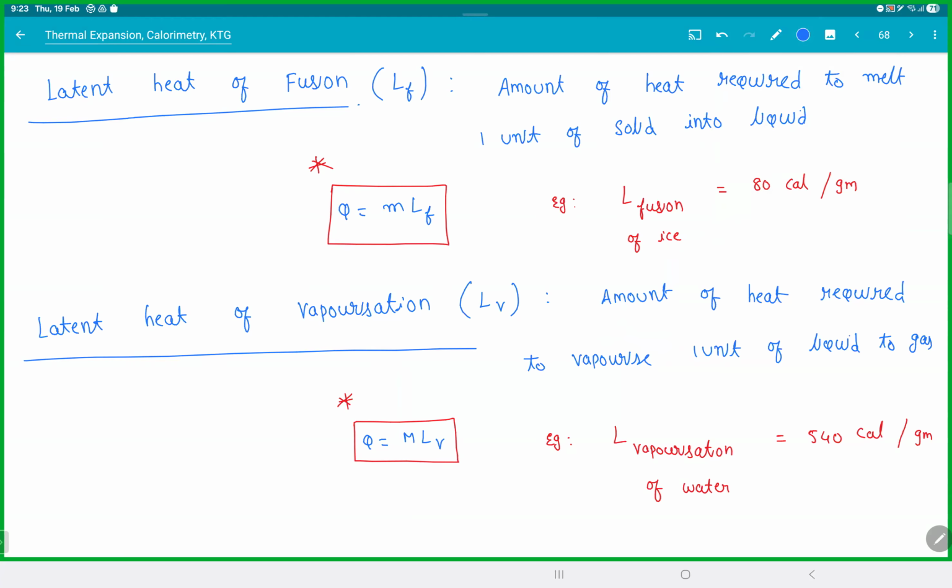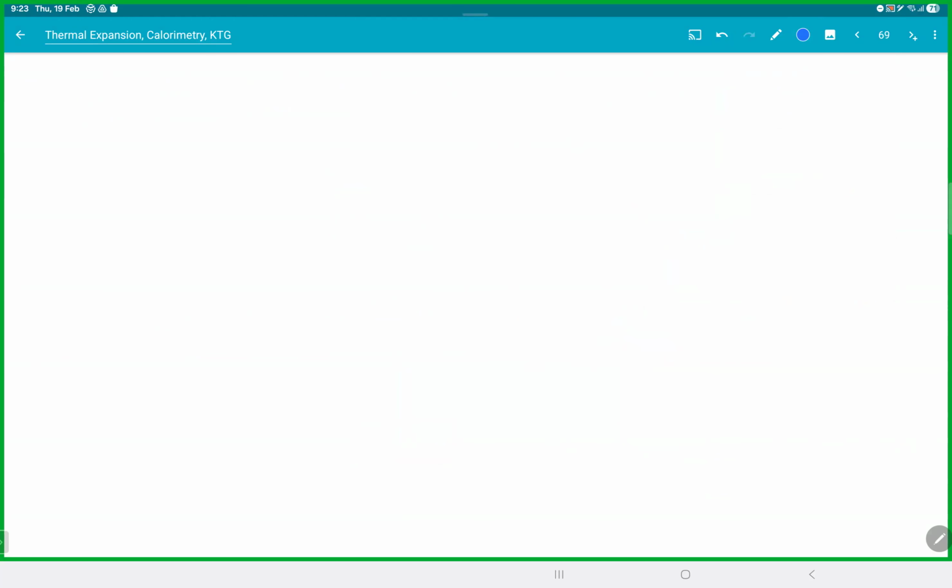Latent heat of vaporization and latent heat of fusion. Let me give an example. Whenever you are heating up a substance, how does it actually change? This is important, listen carefully. A solid will become liquid, and liquid becomes gas. This conversion is called phase change.